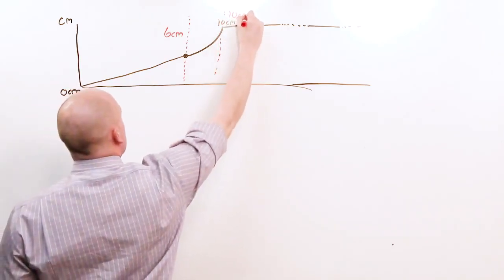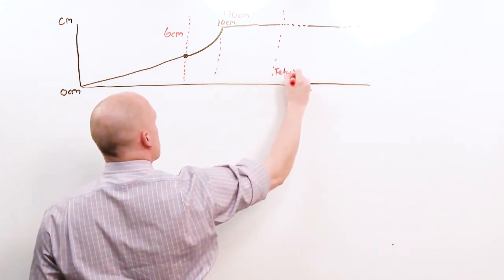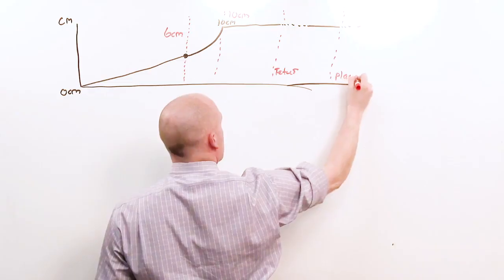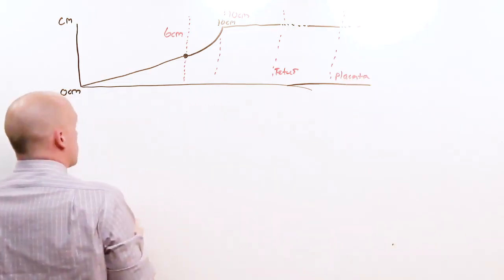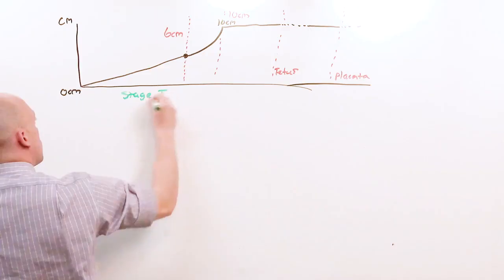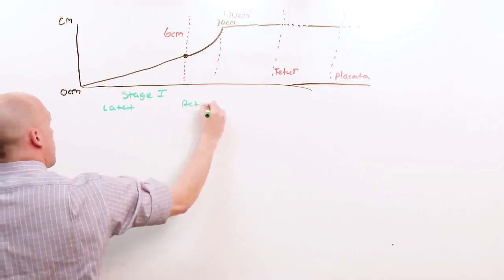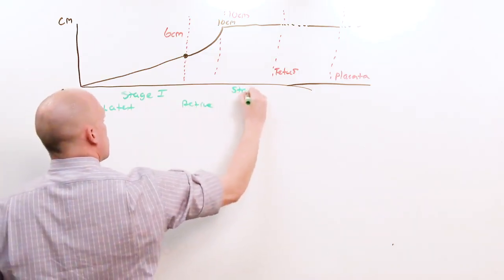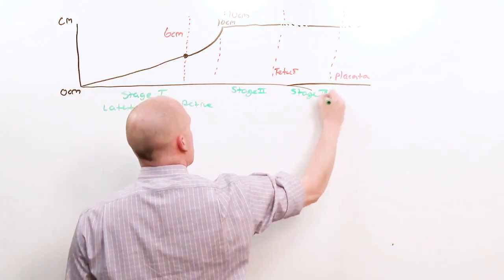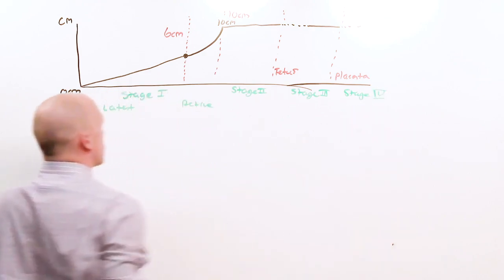10 centimeters is the end of stage 1. The fetus being delivered is the end of stage 2, and the placenta being delivered is the end of stage 3. Stage 1 is broken down into 2 phases, the latent phase and the active phase. Stage 2, delivery of baby. Stage 3, delivery of placenta. And stage 4, not really a stage, is to remind you that it still needs to end.